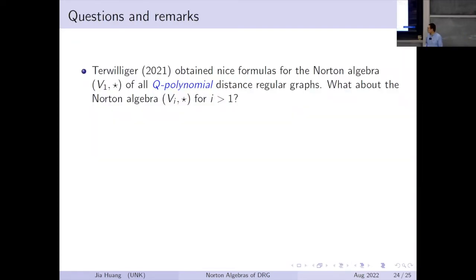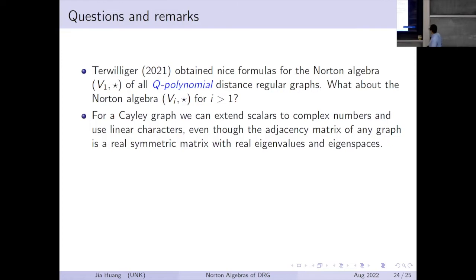Recently, Paul Terwilliger got a nice formula, or two, or maybe even three nice formulas for the Norton algebra, the Norton product on V1, when your distance regular graph is Q polynomial. But what about the Norton algebra VI when I is greater than 1? You look at the eigenspaces corresponding to the eigenvalues theta I, not the first one, theta 0, or the second one, theta 1, but the rest of them. What can we say? That's still something we don't know yet.